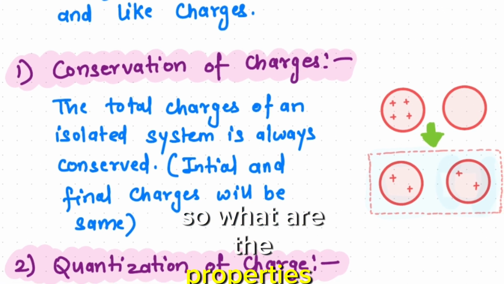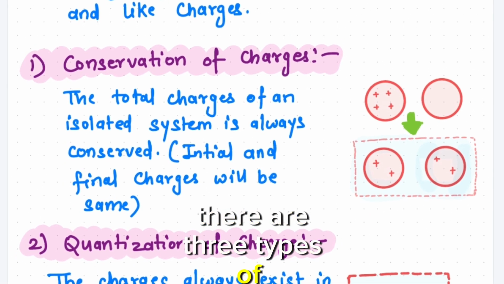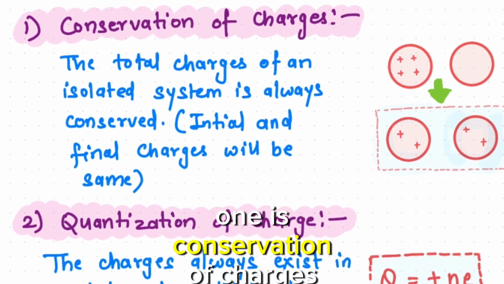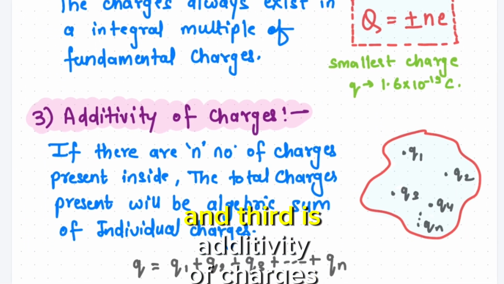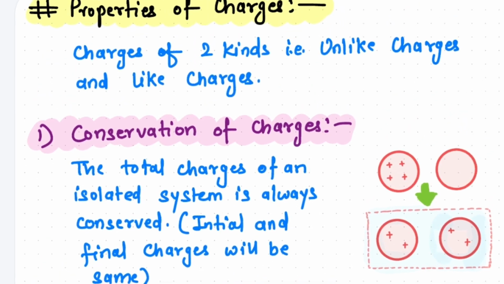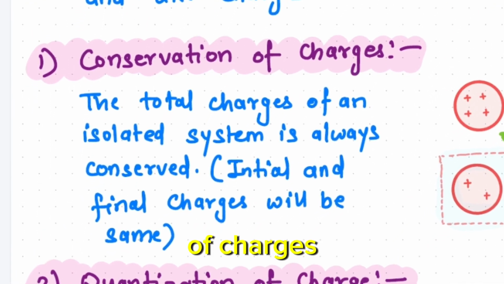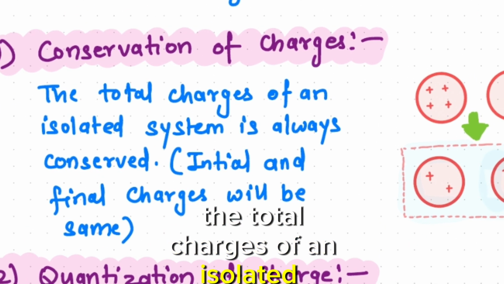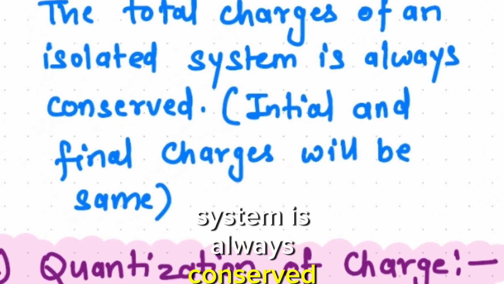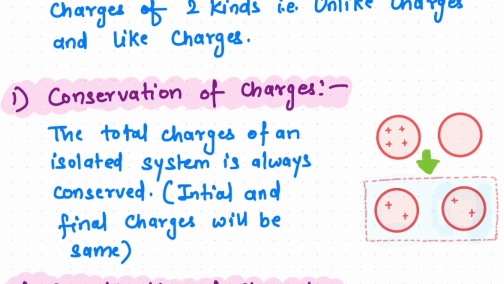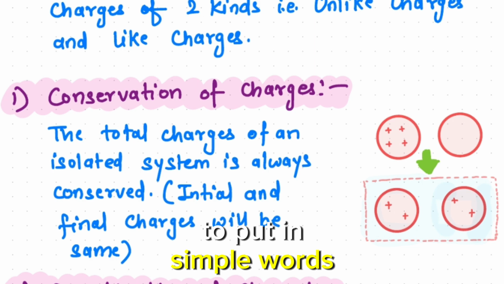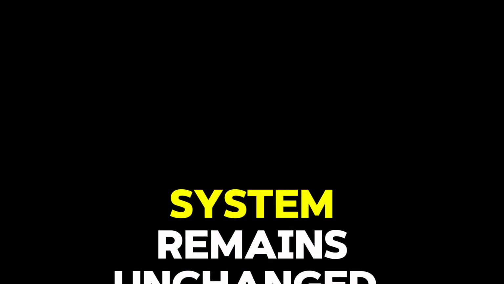So what are the properties of charges? There are three types of properties. One is conservation of charges, second is quantization of charges, and third is additivity of charges. So the first one, conservation of charges. The total charge of an isolated system is always conserved. Initial and final charges will be the same. To put it in simple words, the total charge of an isolated system remains unchanged with time.